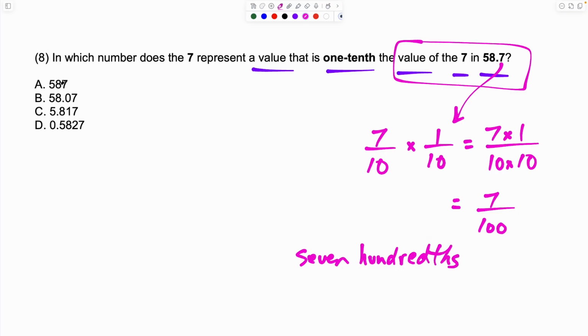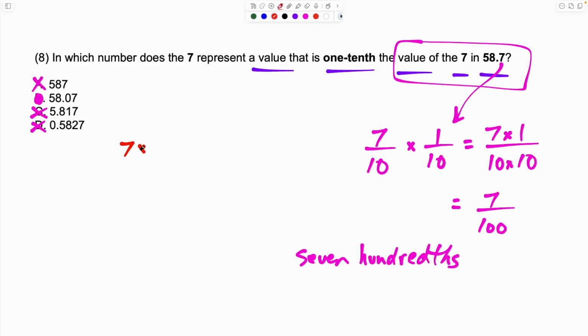And notice this is a 7 in the ones place, so that's out. This is a 7 in the hundredths place, so this is already looking good. The 7 here is in the thousandths place, so no good. 7 in the 10,000ths place, so this is no good. So definitely choice B. Now, if this method didn't make a whole lot of sense, then what I would do is write this out from the first section.